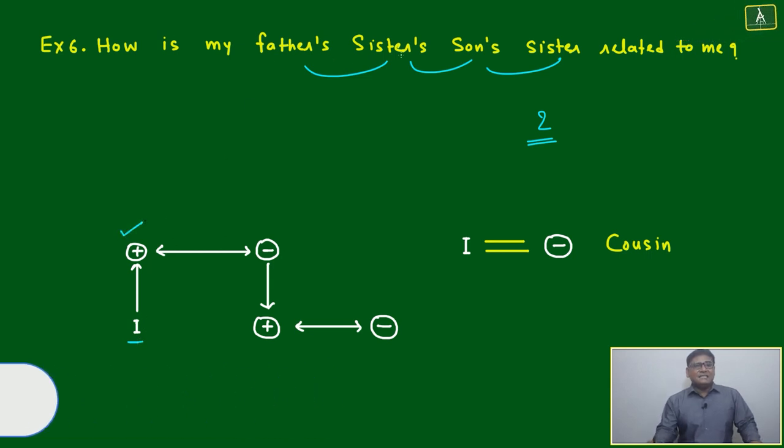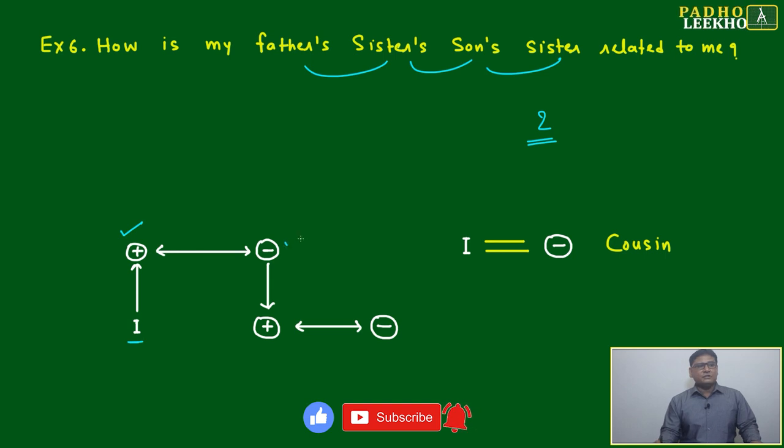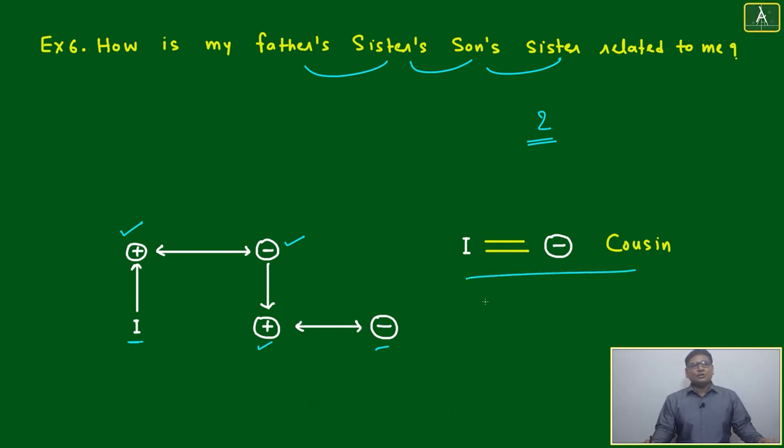My father's sisters, we'll put this one. Son, sister, related to me. How are they related? Cousins. You are related to cousins. You and your father's sister's children, you are cousins to each other.